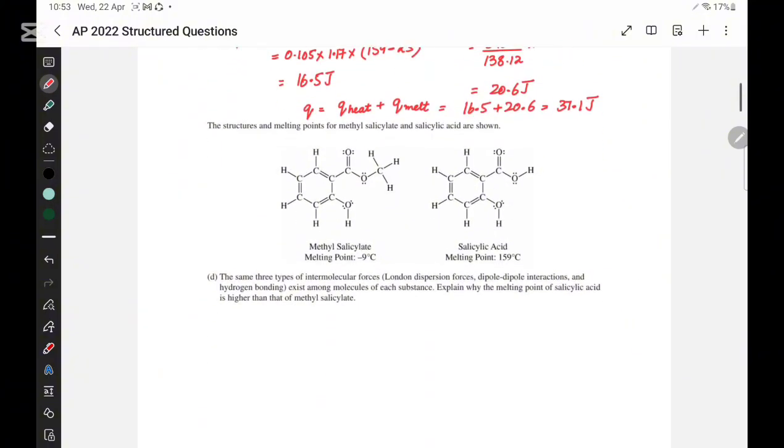The structure and melting point for methyl salicylate and salicylic acid are shown. The same three types of intermolecular force, London dispersion force, dipole-dipole interaction, and hydrogen bonding exist among molecules of each substance. Why is the melting point of salicylic acid higher than that of methyl salicylate? The reason is that hydrogen bonding is present, so you can see that this salicylic acid can form two hydrogen bonding.